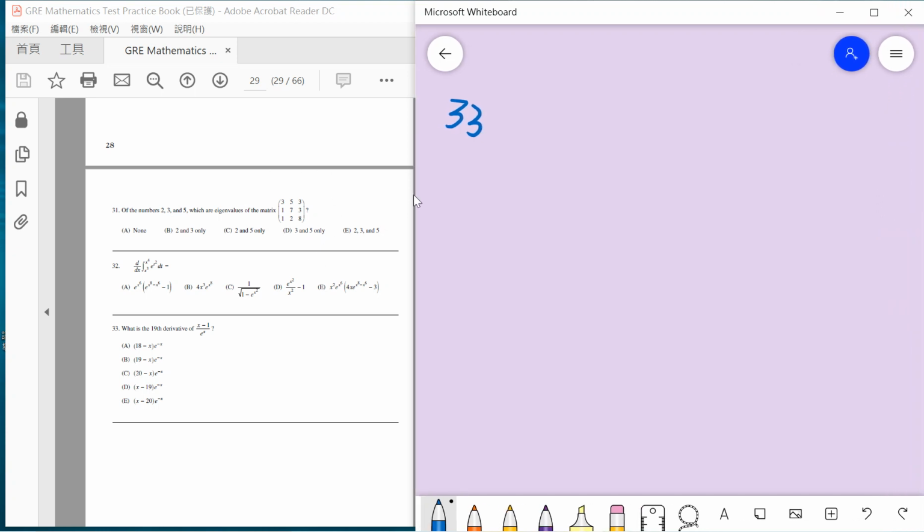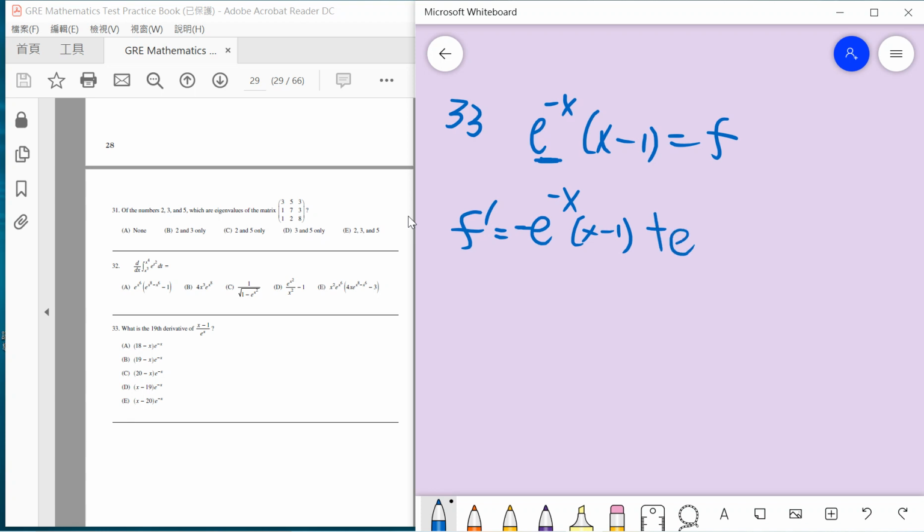So what is the derivative of exponential to the power negative x times x minus 1? When I first see this question, I cannot immediately see the answer, but you can do the first and the second derivative and see the pattern. So we use Leibniz rule. We first do a derivative on this one, and then plus do the derivative on this one.